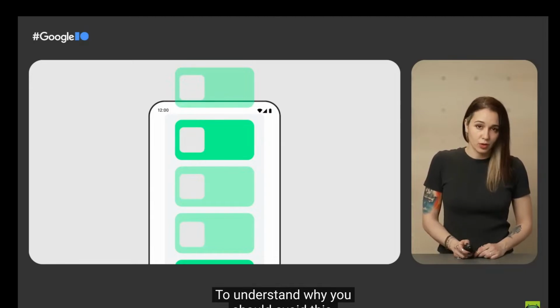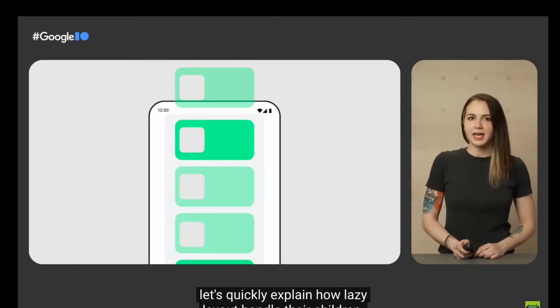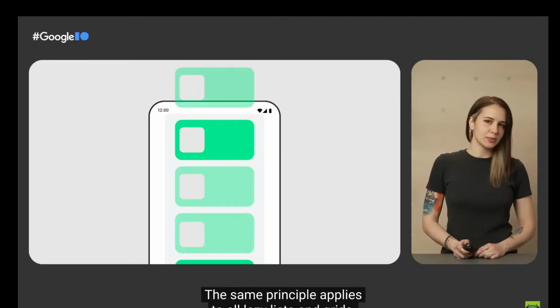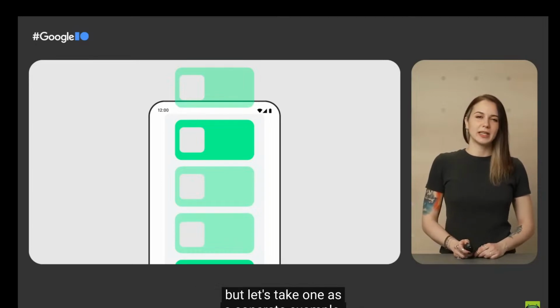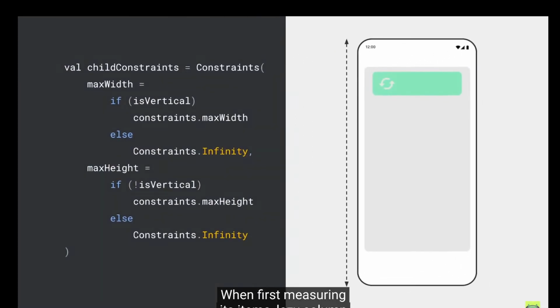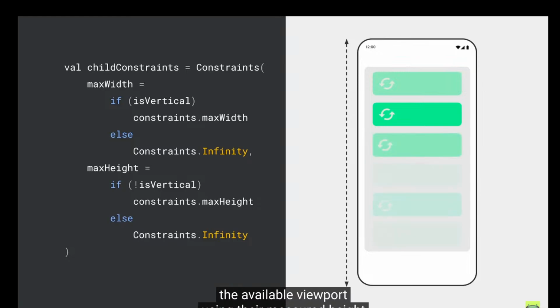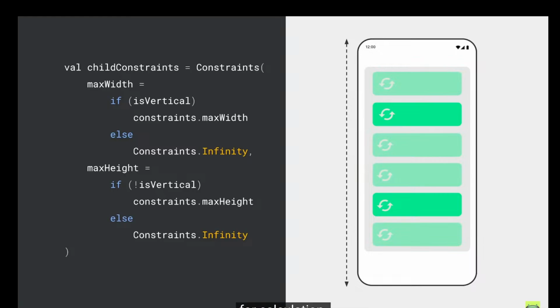To understand why you should avoid this, let's quickly explain how lazy layouts handle their children. The same principle applies to all lazy lists and grids, but let's take one as a concrete example. When first measuring its items, LazyColumn will initially measure them with infinite height constraints, meaning it wouldn't constrain them, in order to keep composing them until it fills the available viewport using their measured height for calculation. After that, the list stops composing for their children. This allows adding and removing content on demand, the concept which lazy layouts are built on.